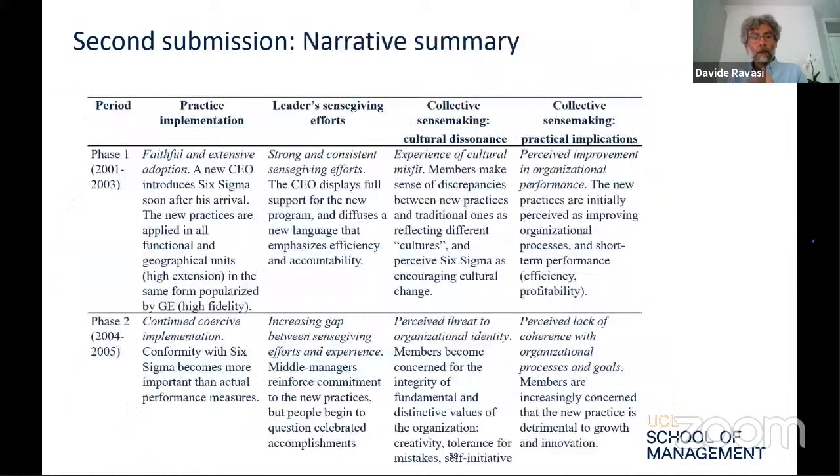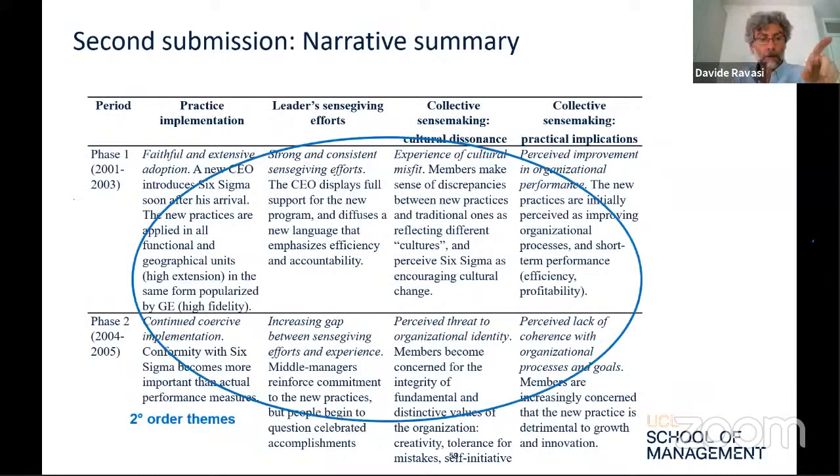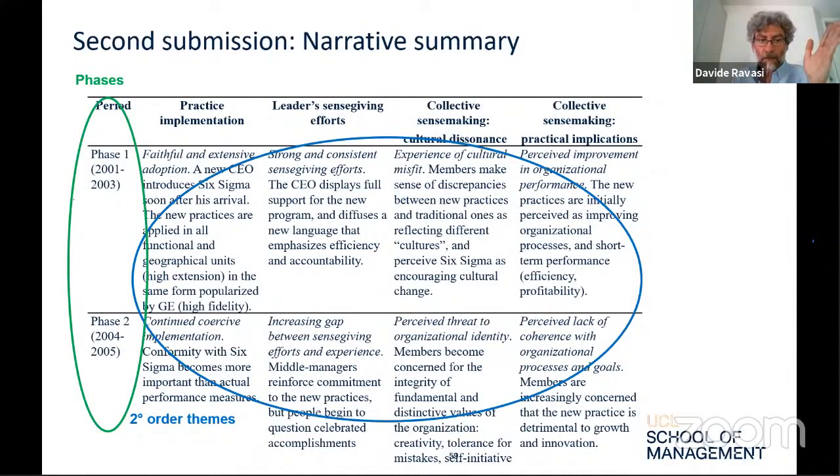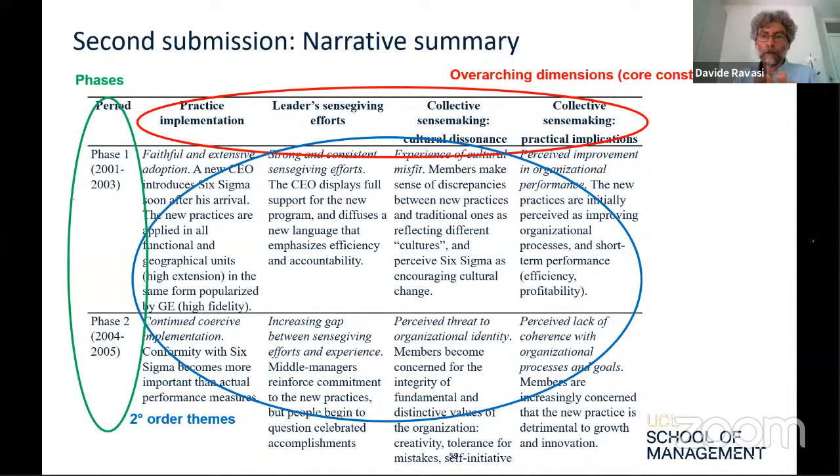And then we had a narrative summary, if you remember from last week, that was showing the reviewers all the codes, all the second order codes, organized by phases and by overarching dimensions. This was a map of the findings. You can read them horizontally, and you can see what happened in every phase chronologically.